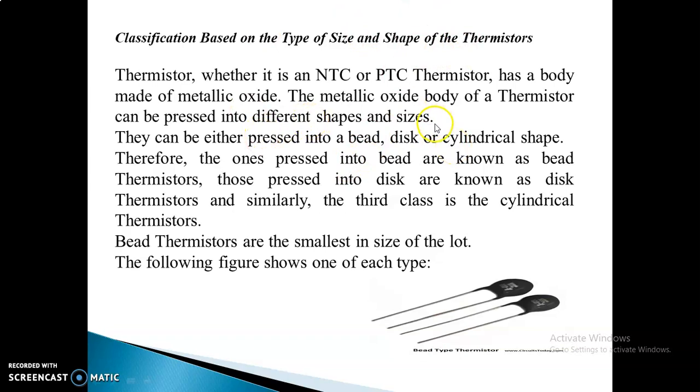If they are pressing into a bead, it comes in disc or cylindrical shape. Once pressed into a bead, it is known as a bead resistor. If it is a disc shape, then it is called a disc. The third one is the cylindrical one. This is how the bead is pressed like this. You have two terminals, and inside this point you have a metallic oxide. So it looks smaller in size. And one more thing is, this particular type costs very little. That is also one of the advantages for which people go for the bead type.